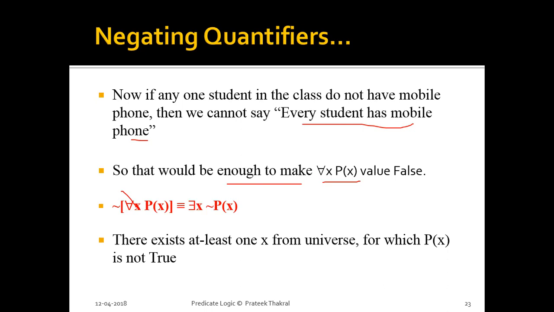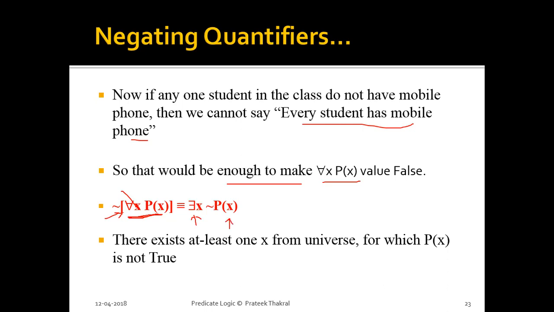Now how to read this? Here we are saying that every student has a mobile phone, and this is the negation. Now we are doing the negation of this particular statement, this particular notation. So it is saying that for some x, P(x) is not true. So what is the meaning?